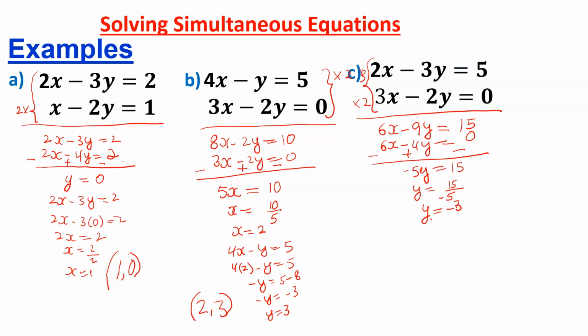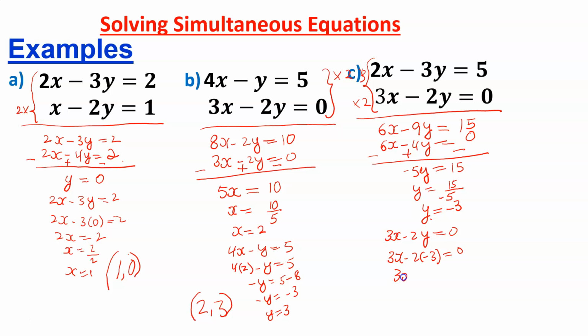Now we know our y. It's 15 divided by minus 5, and that's it. Let's get our x. Let's use one of the original equations. Let's use the second one, which says 3x minus 2y equals 0. We know what y is. y is minus 3. So fill it in. 3x minus 2 times minus 3 equals 0.